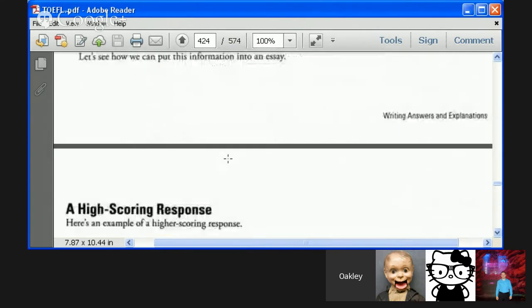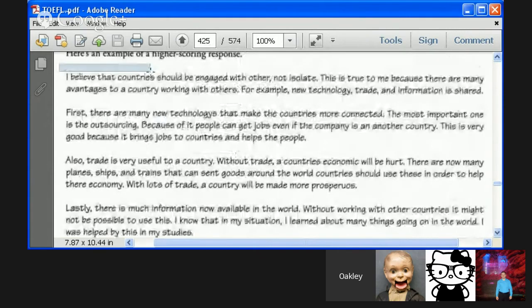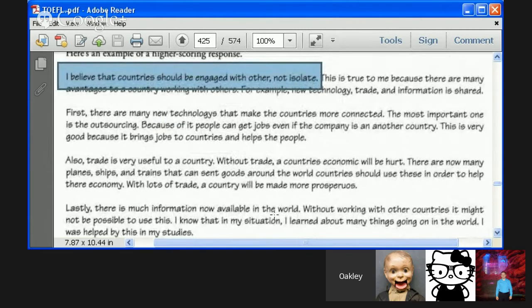Okay, let's take a look. Alexei, sentence number 1. I believe that countries should be engaged with other, not isolate. Isolate. All right. Your pronunciation is good. But what is the problem with this sentence? Now, keep in mind as we go along, you may be reading a perfect sentence. All right. So, Alexei, is there a problem here?